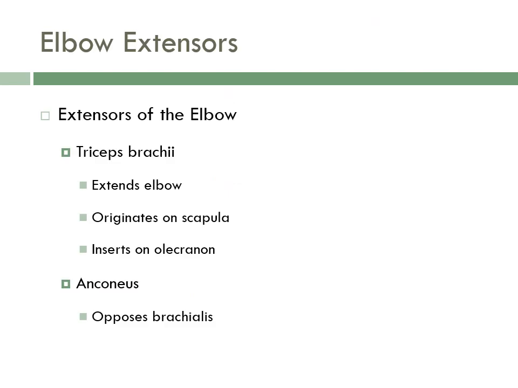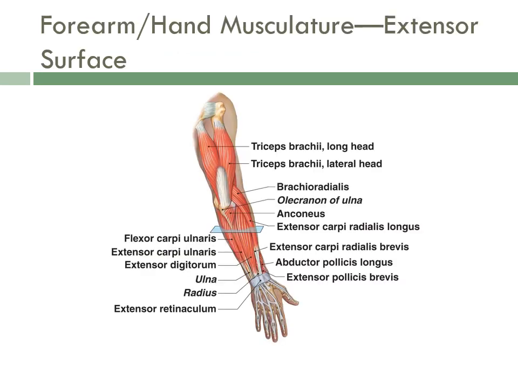Extensors of the elbow are the triceps brachii, which originates on the scapula and inserts on the olecranon process of the ulna. And then we also have the anconeus, which would be a synergist, and that opposes the brachialis muscle. So if we're looking here, we have the triceps back here, which has 3 origins. The third one is deep and cannot be seen. And then the anconeus, which is just this little muscle right in here that goes from the radius down to the ulna and assists with extension.